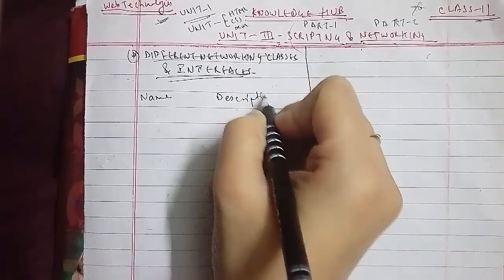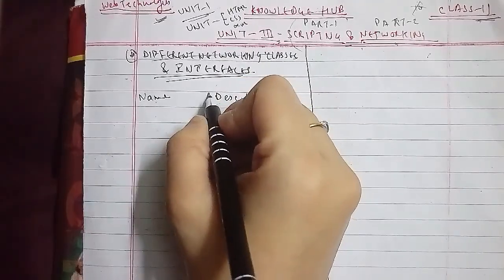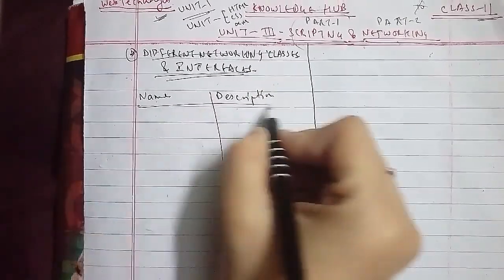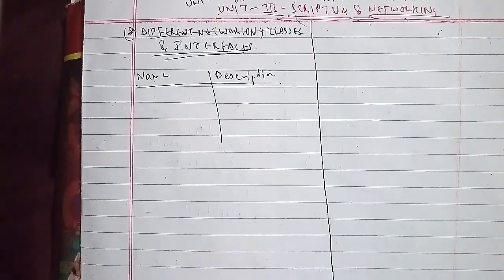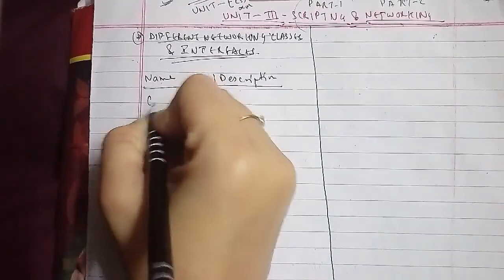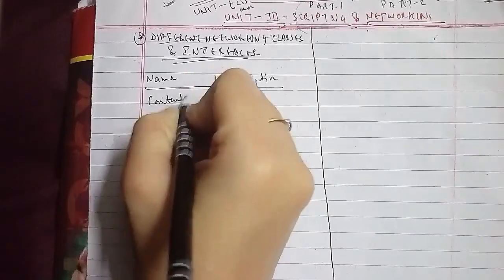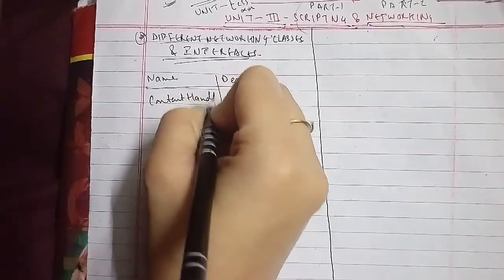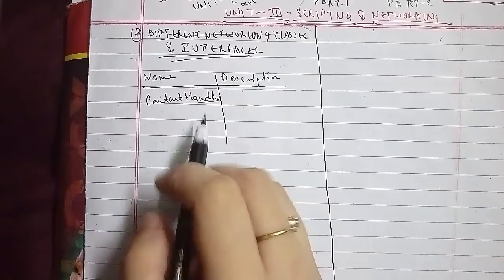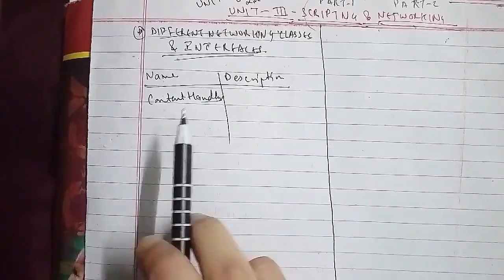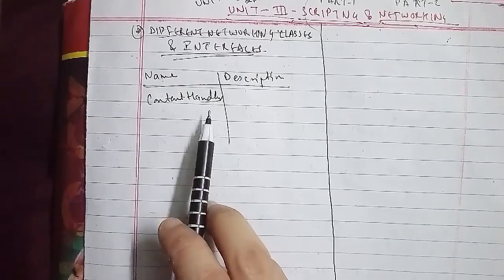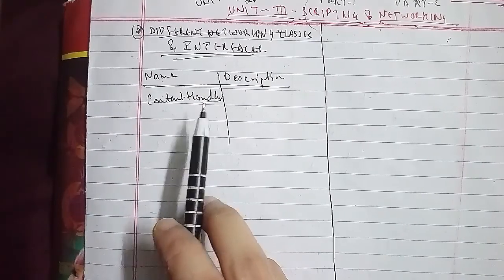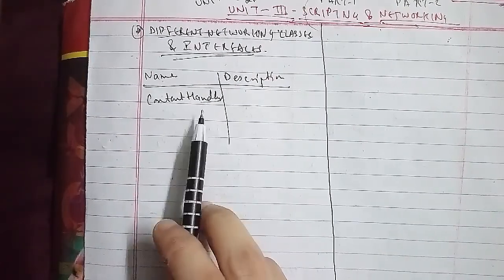In the case of the name, the first name is ContentHandler. In ContentHandler, the description is: this class is a superclass of all the classes that read the data from a URLConnection, and it also builds the appropriate local object based on the MIME type. And the second name we have is DatagramSocket.